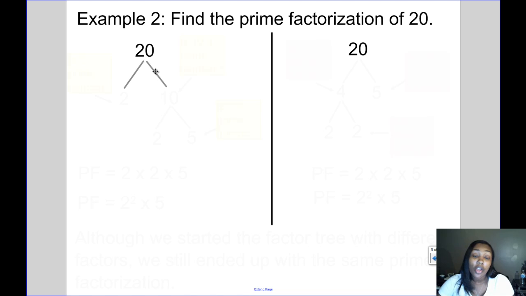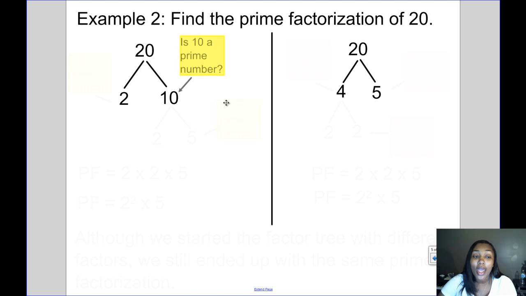We know that there's a couple different things that can multiply to give us 20. One thing that can multiply to give us 20 would be 2 and 10. Another factor pair would be 4 and 5. And like I said, what you're going to see in this example is how even if we start with 2 and 10 in this example and 4 and 5 in this example, we're going to end up with the same prime factorization, because the prime factorization of a number is unique to that number, and it will always be the same for that number, no matter what factor pair you start with.